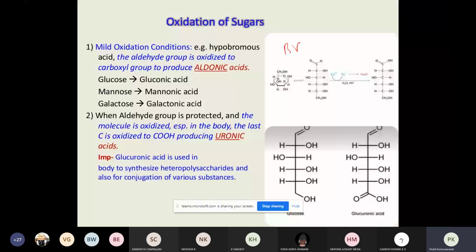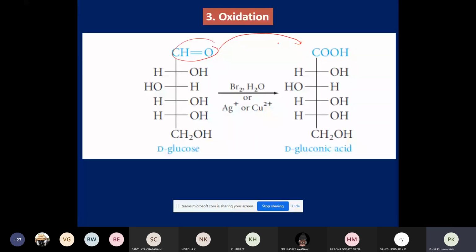In the presence of a mild oxidizing agent, you can see here that the aldehyde group undergoes oxidation to a carboxylic group. Therefore, glucose gives gluconic acid. And in strong oxidizing agents, even the primary alcohol group also undergoes oxidation, and the CH2OH becomes COOH, and they are known as the aldaric acids.